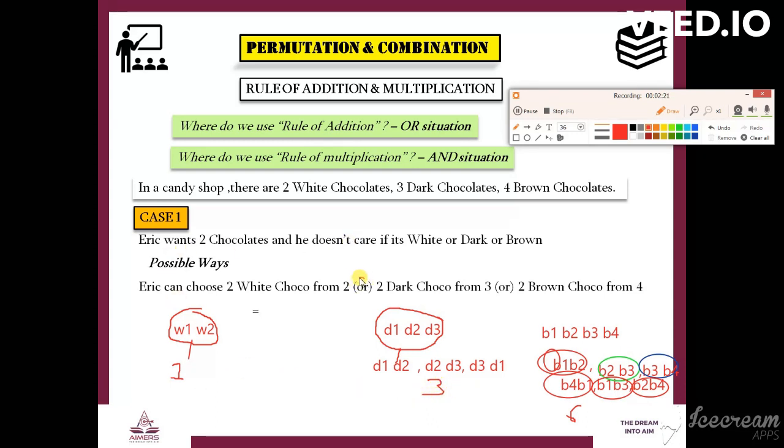I already indicated this OR means nothing but a plus. So 1 plus 3 plus 6 means total 6, 3, 9 plus 1. So total 10 ways are there. 10 ways are there to get the chocolates for Eric. Okay.